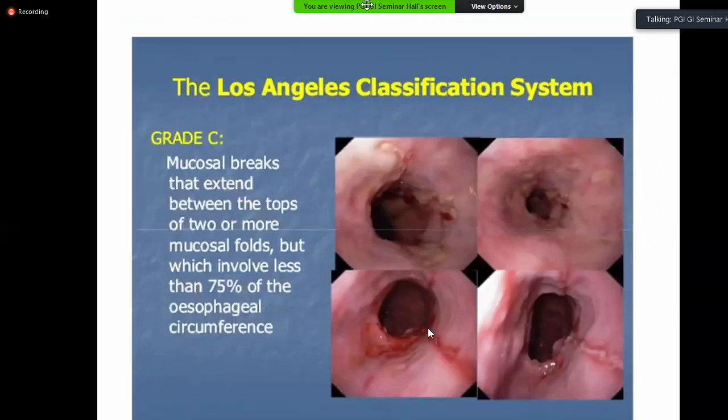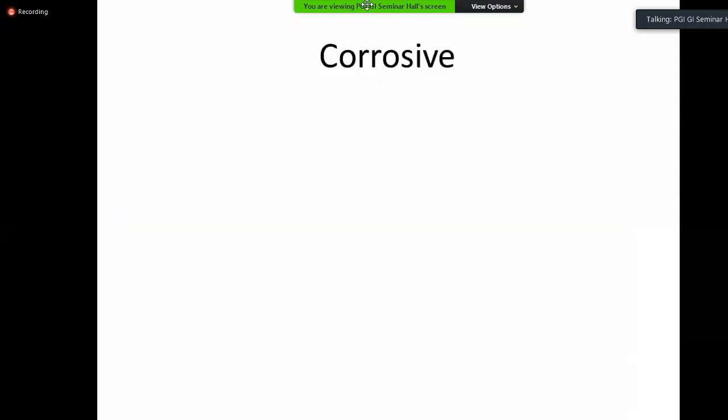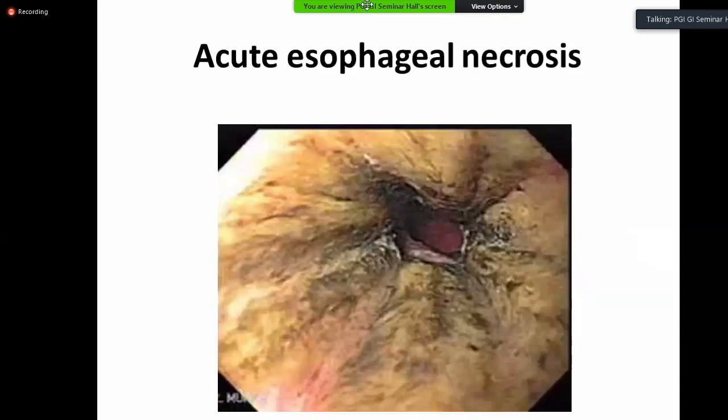Grade C, when two adjoining erosions coalesce together, but the overall circumference involved is less than 75%. Grade D, when more than 75% of the circumference is involved. This is the LA classification, so we must always define reflux esophagitis as per the LA classification. Now, briefly about corrosive injury, which classically causes necrosis of the esophagus or stomach.